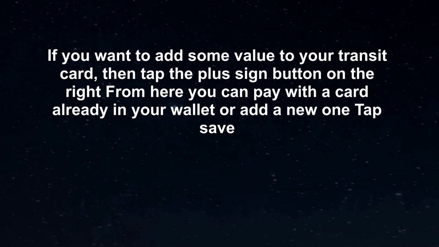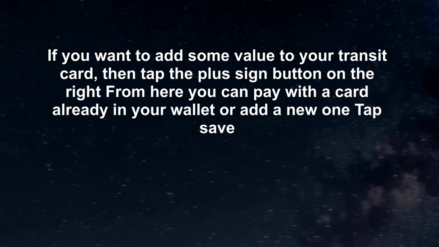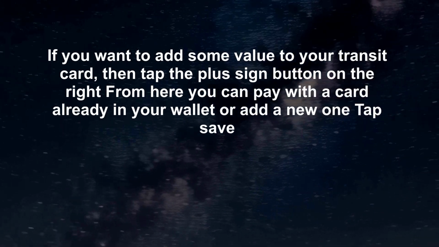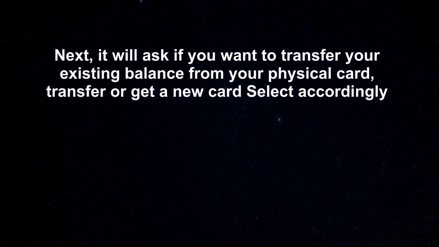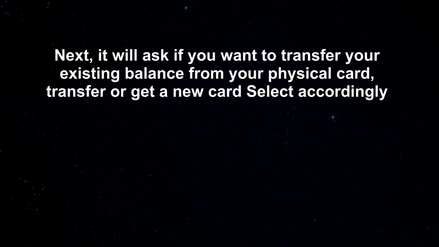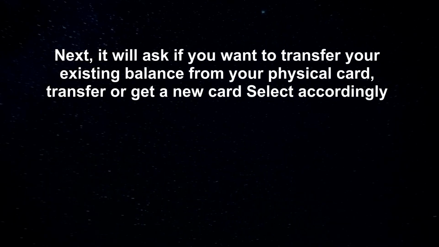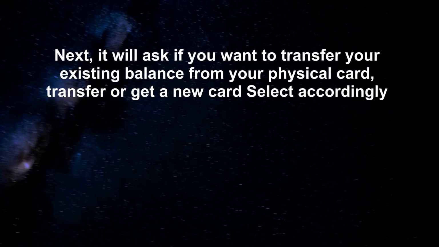If you want to add some value to your transit card, then tap the plus sign button on the right. From here, you can pay with a card already in your wallet or add a new one. Tap Save. Next, it will ask if you want to transfer your existing balance from your physical card, transfer or get a new card. Select accordingly.